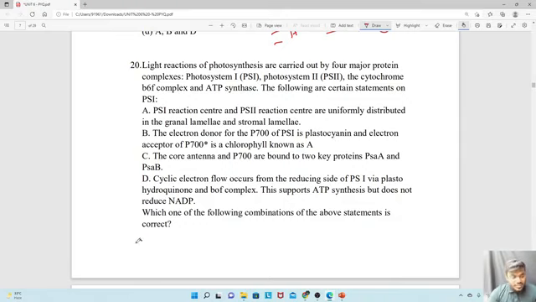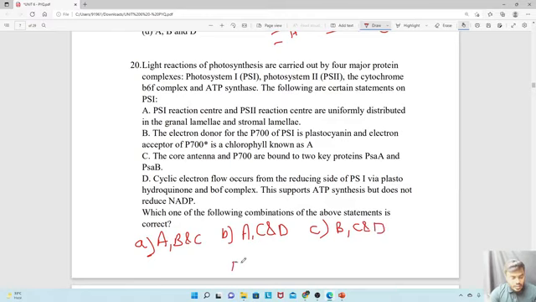I'll write the options here itself. Option A, B and C. Option B, A, C and D. Option C, B, C and D. Option D, A, B and D. Friends, they are asking correct statements.